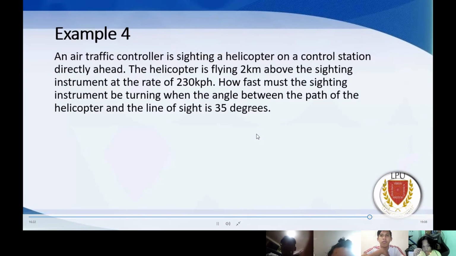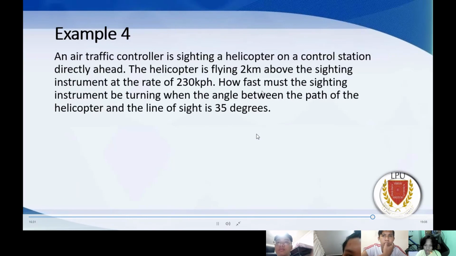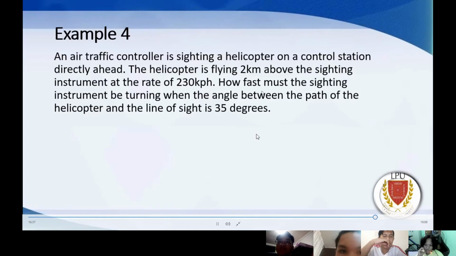And last example, an air traffic controller is sighting a helicopter on a control station directly. The helicopter is flying 2 kilometers above the sighting instrument at the rate of 230 kilometers per hour. How fast must the sighting instrument be turning when the angle between the path of the helicopter and the line of sight is 35 degrees?